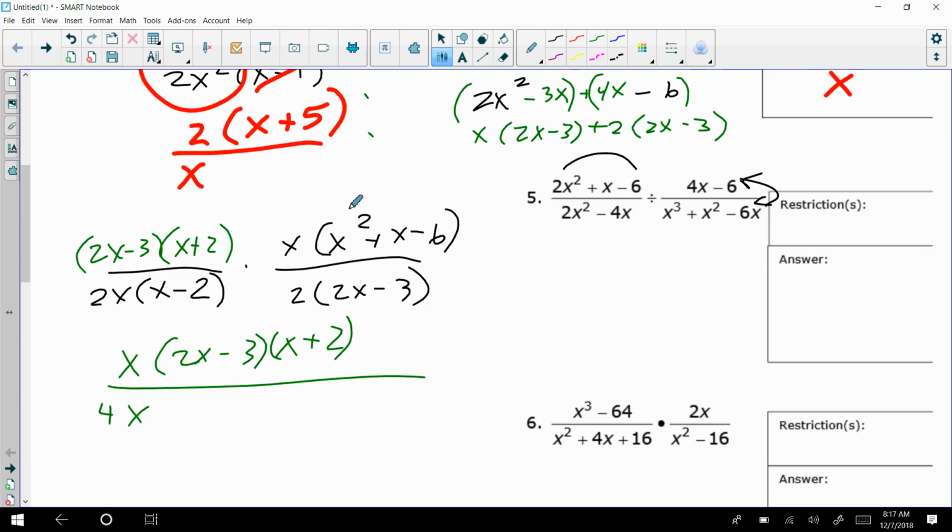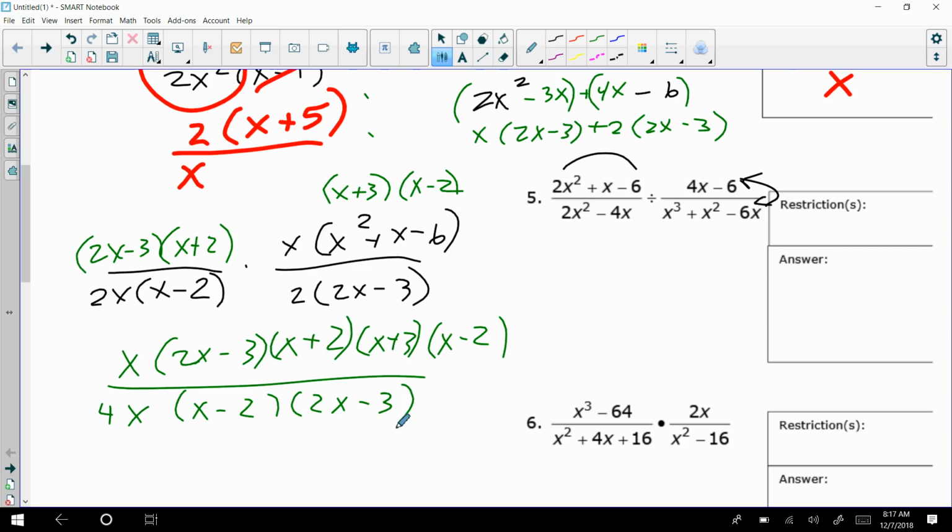Then this guy right here, this is another simple ABC. So this is x, 3 and 2 again. So it's going to be plus 3 minus 2. So I have another x plus 3, x minus 2. And then I have my x minus 2 and my 2x minus 3. So for my restrictions, I have 0, I have positive 2, and I also have 3 over 2. I can get that by setting the bottom equal to 0.